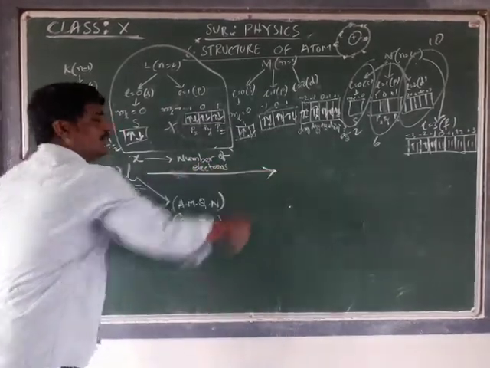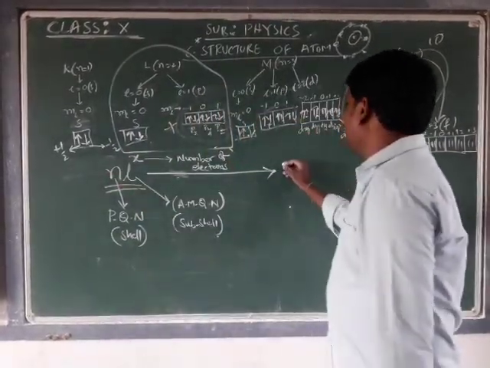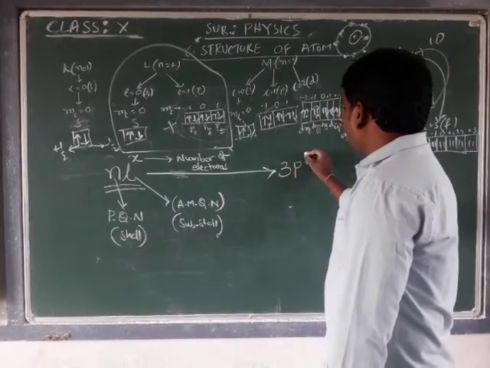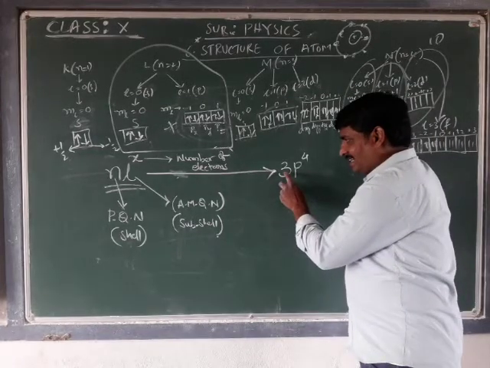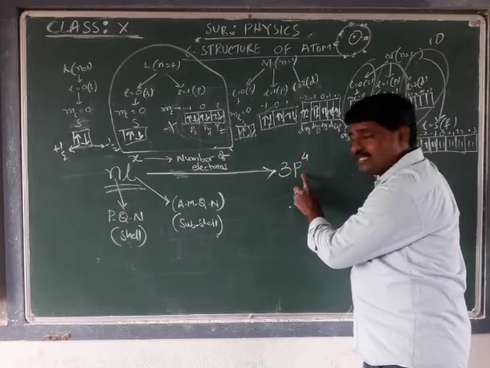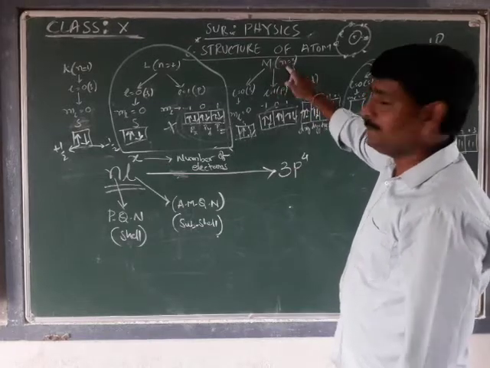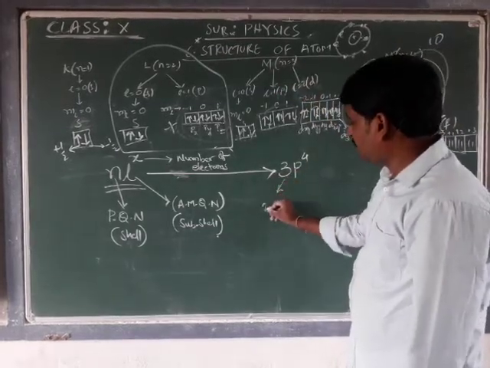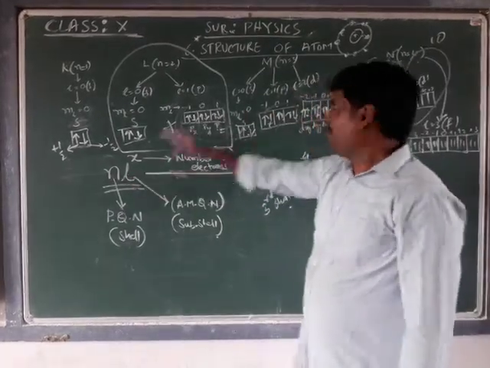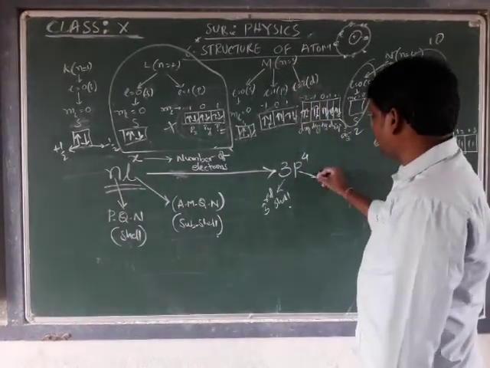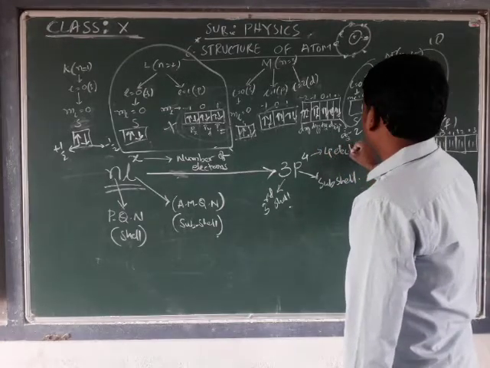For example, suppose in the NLX method I write one notation, 3p4. What does it mean? In the third shell, in the p subshell, I have how many electrons? 4 electrons. 3 is the third shell, the L value P gives which subshell it is, that is the P subshell, and there are 4 electrons.